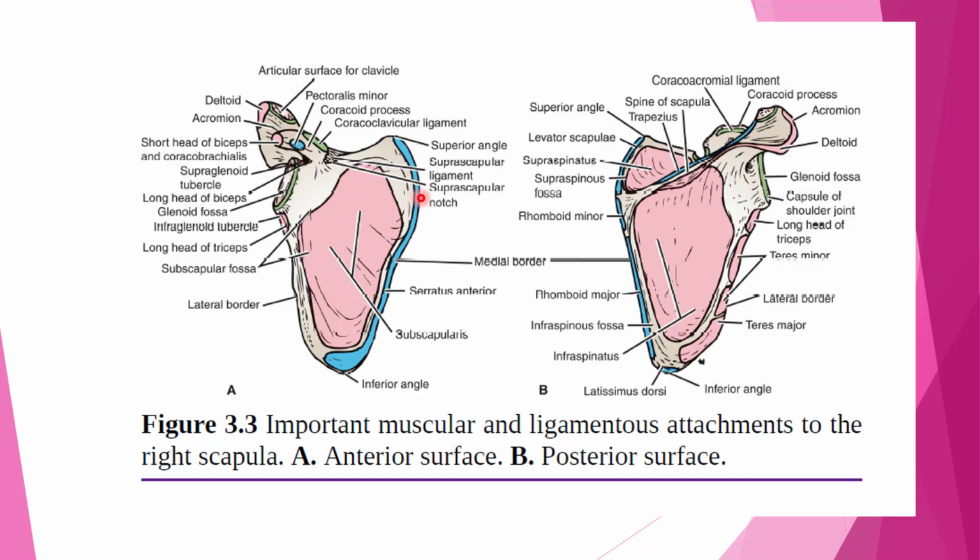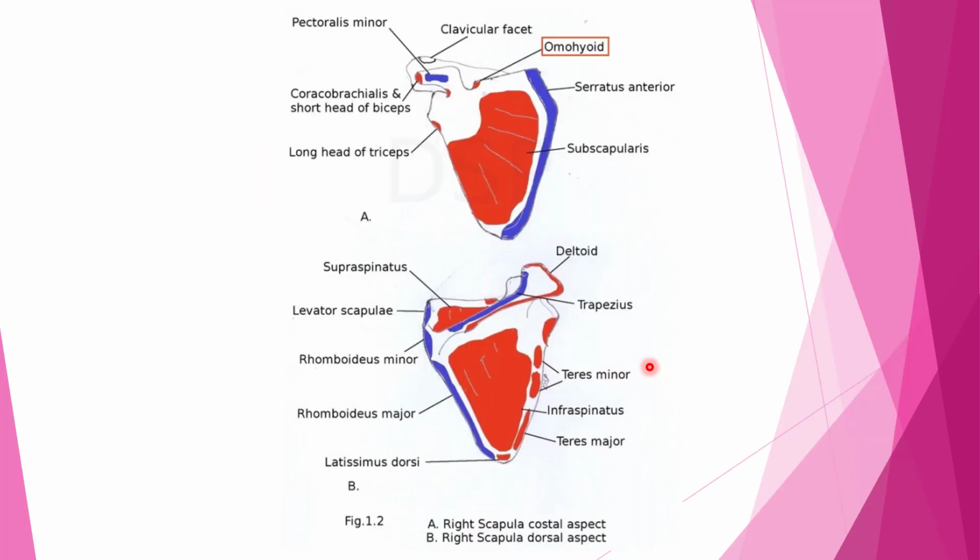Then we have serratus anterior muscle which we have learned, and on the dorsal surface along the lateral border we have learned long head of the triceps, teres minor and teres major. On the inferior angle we have latissimus dorsi, and on the medial border on the dorsal surface we have the levator scapulae, rhomboids minor and rhomboids major muscle. So these were some muscles which were attached to the scapula.